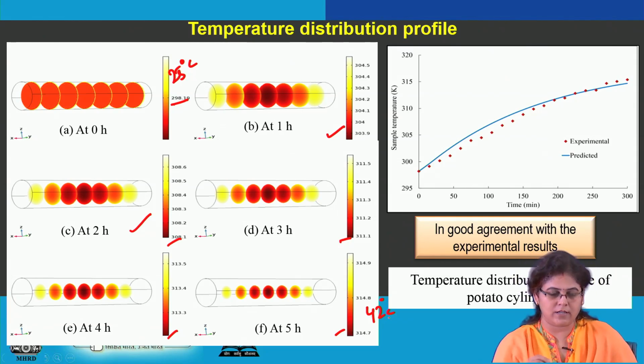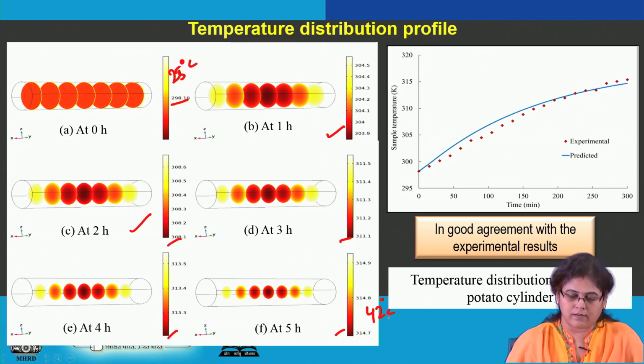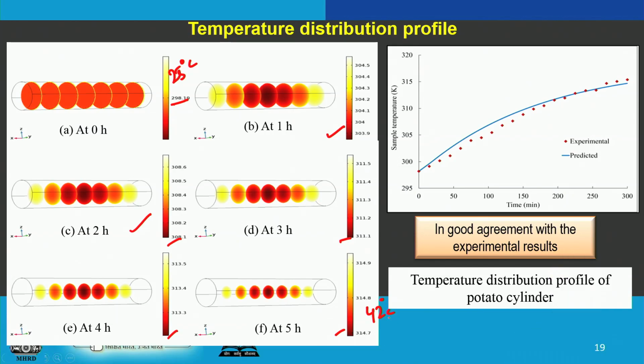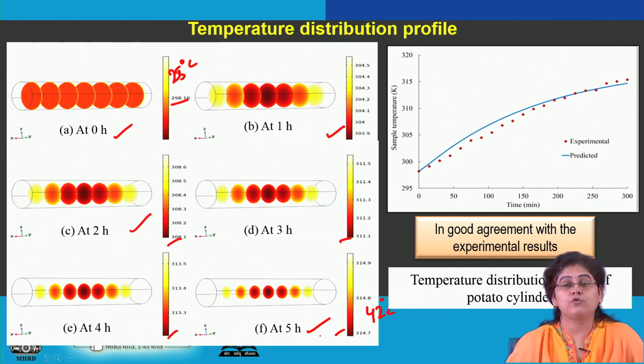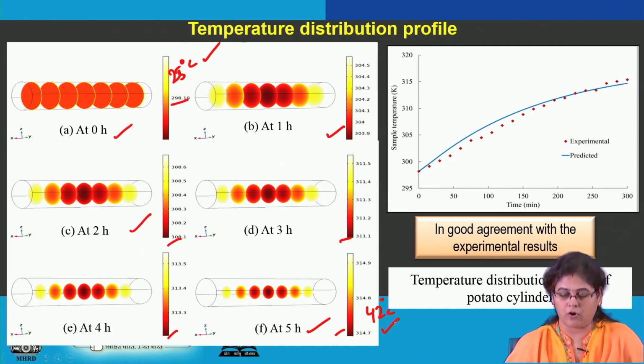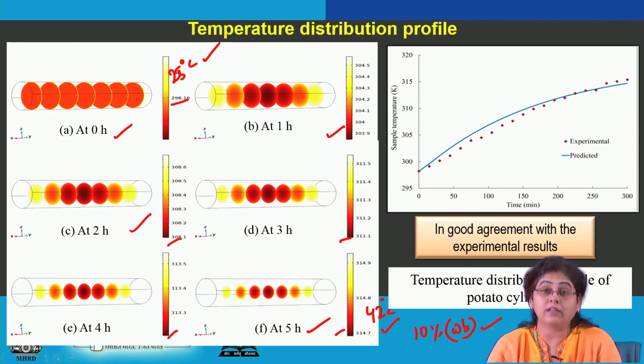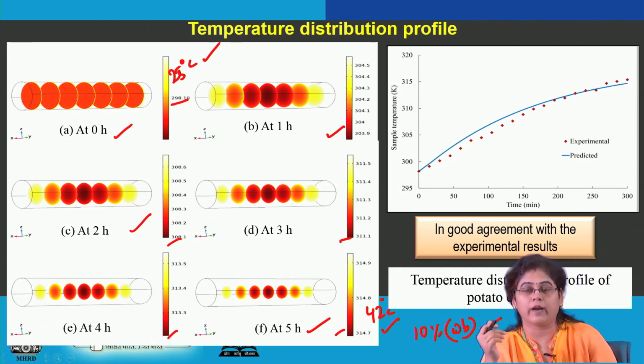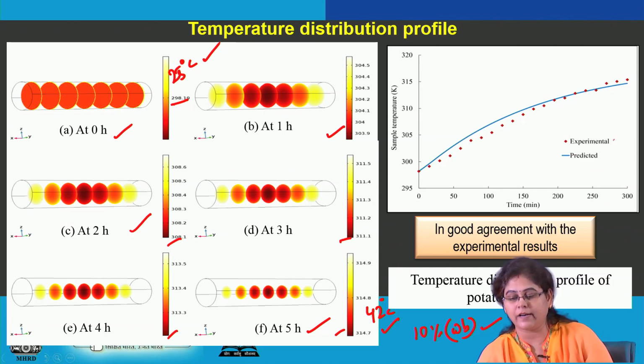And this is the temperature distribution profile at different time intervals starting from 0 to 5 hours. So, it took 5 hours to increase the temperature from 25 degree centigrade to 42 degree centigrade until the product reaches a safe moisture content of 10%, that is in wet basis. Similarly, once we get the temperature from the model, that model predicted temperature is validated with the experiment, and it was observed that both are in good agreement with each other.